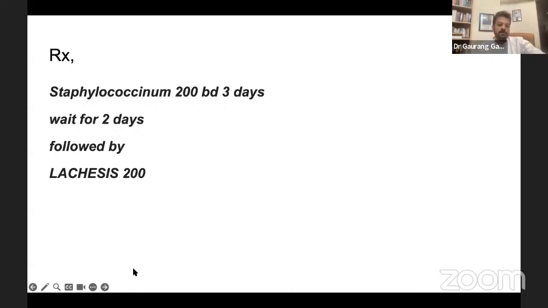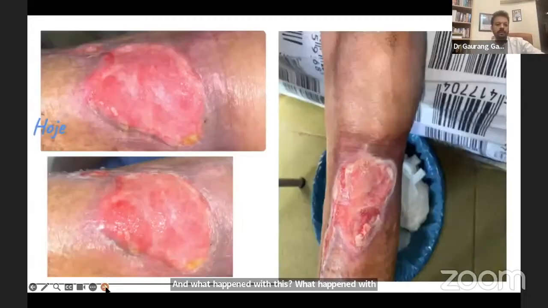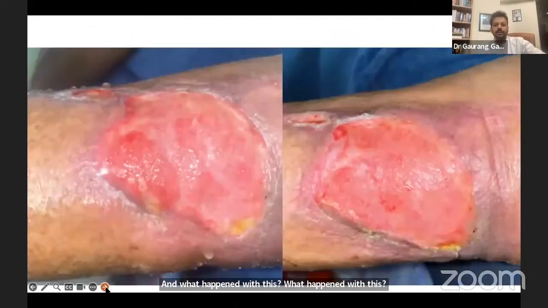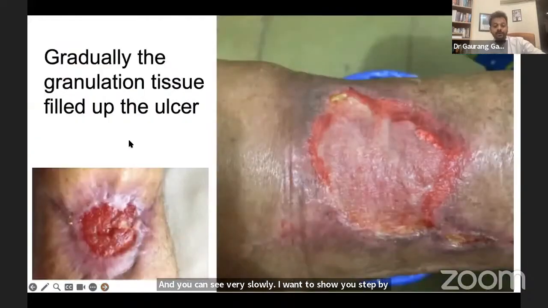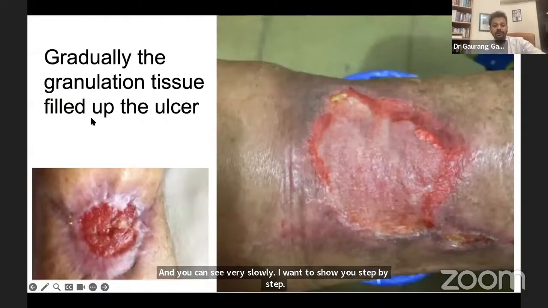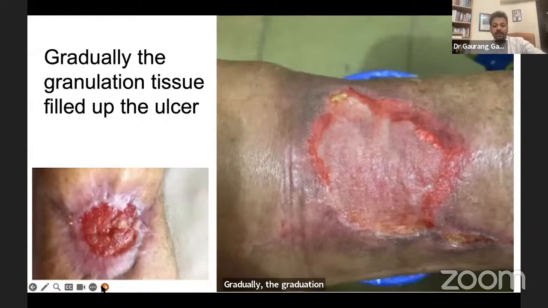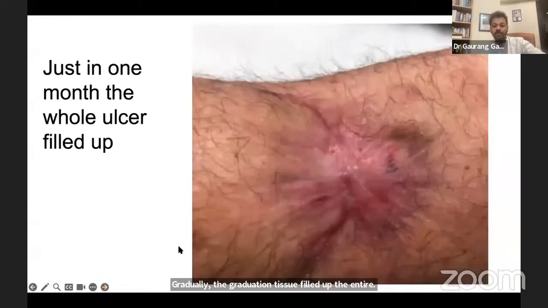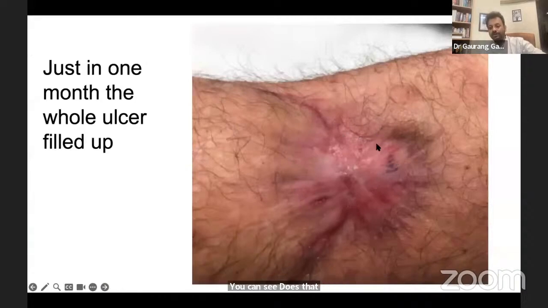And what happened with this? What happened with this? And you can see very slowly, steadily, I want to show you step by step. Gradually, the granulation tissue filled up the entire ulcer. And in less than 1 month, you can see the ulcer beautifully, very beautifully, just gradually healed.